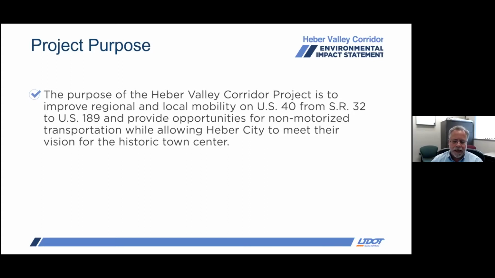What this basically does is it allows us to make sure the final alternatives that we'll be looking at will include features that would help provide opportunities for people who are not using motorized vehicles. So we'll be looking at adding bike lanes or multi-use trails into the final alternatives that we'll be evaluating later on. So that's a new piece that we've added to the purpose statement.